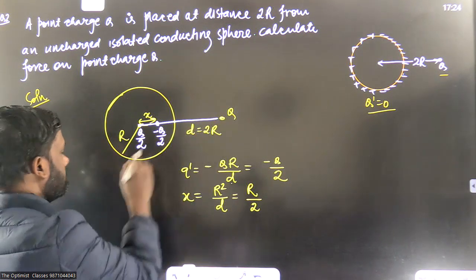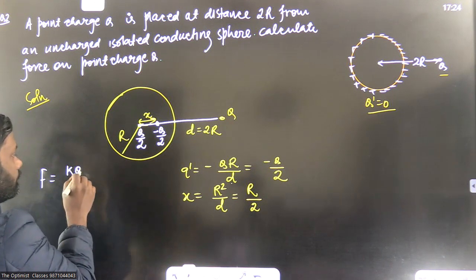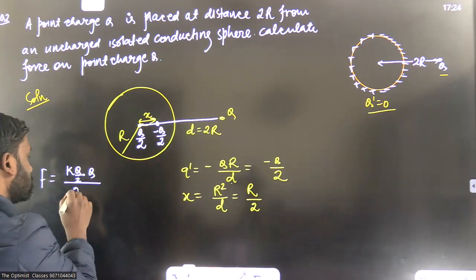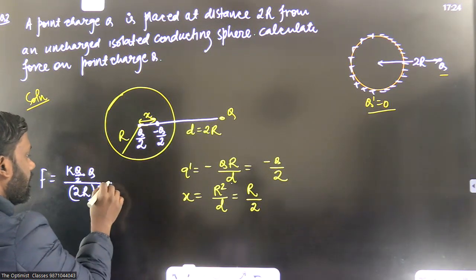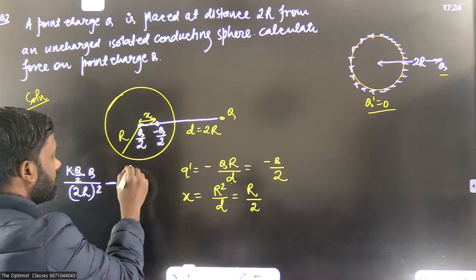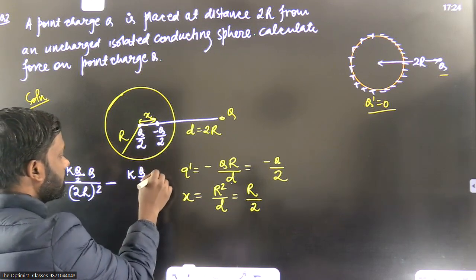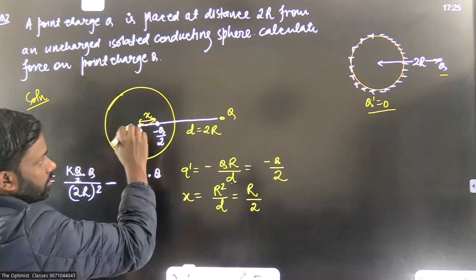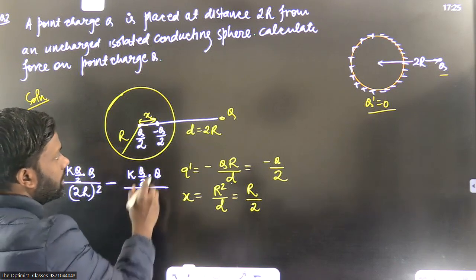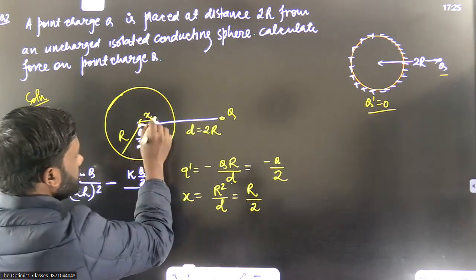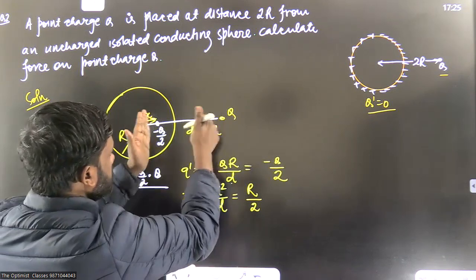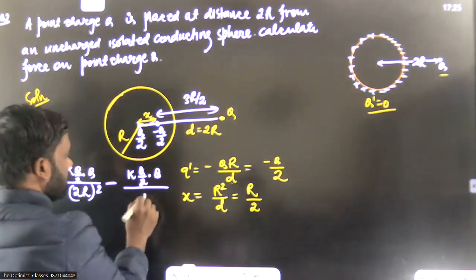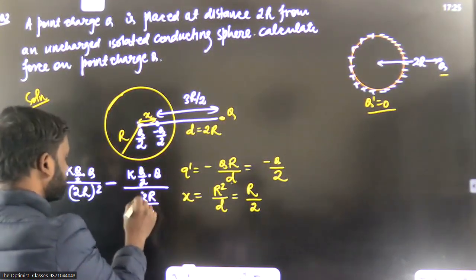Force because of q by 2 will be equal to k q by 2 and q, divided by, from here to here the distance is 2r, so 2r whole square. And force because of this minus q by 2 will be k q by 2 and q. Since this force will be leftward and the force because of this will be rightward, that's why I'm subtracting the two. The distance from here to here, this x is actually r by 2 and this was 2r, so the distance from here to here will be 3r by 2. So here we write 3r by 2 whole square.